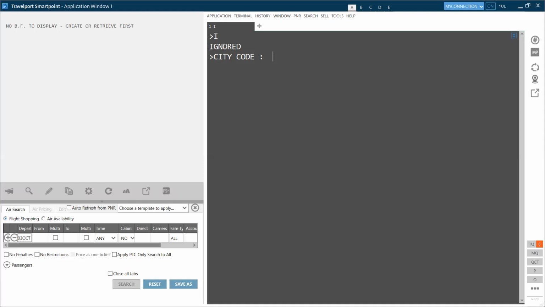The city code, I will take you in Any Desk also, but not right now. After 2 days, we'll take you in Any Desk and we'll do the practice. Okay. So what is the command to check city code?